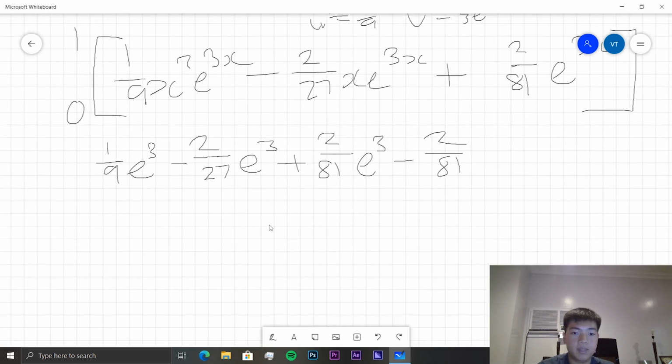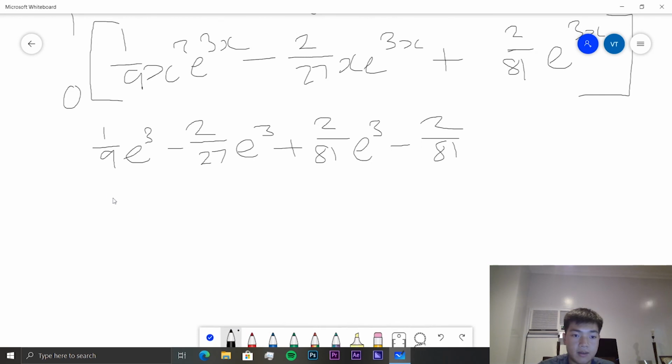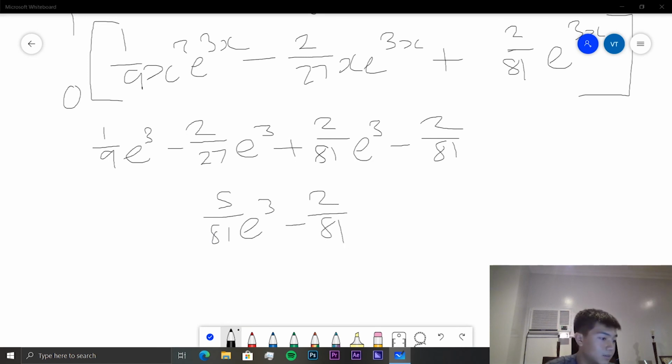So finally, here we have 9 minus 6 plus 2, so 9 minus 6 plus 2 is equal to 5, so we get 5 over 81 e cubed minus 2 over 81. And I believe that's the answer. Yeah, so that is correct.